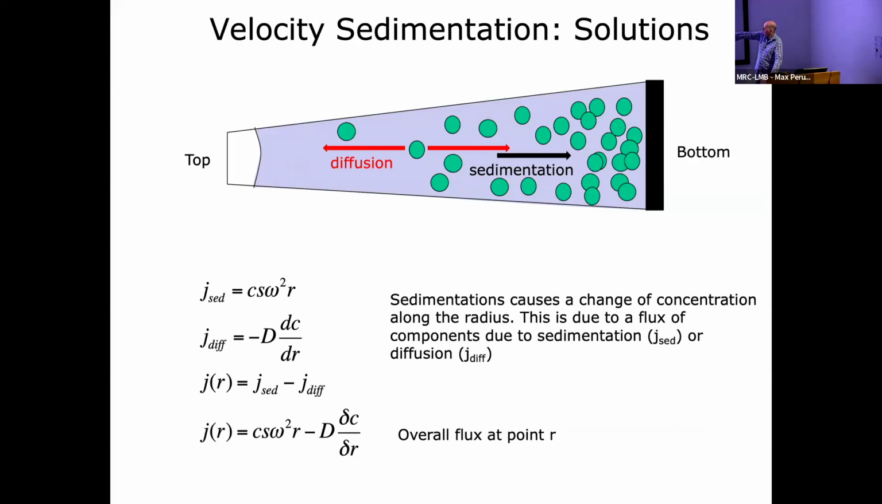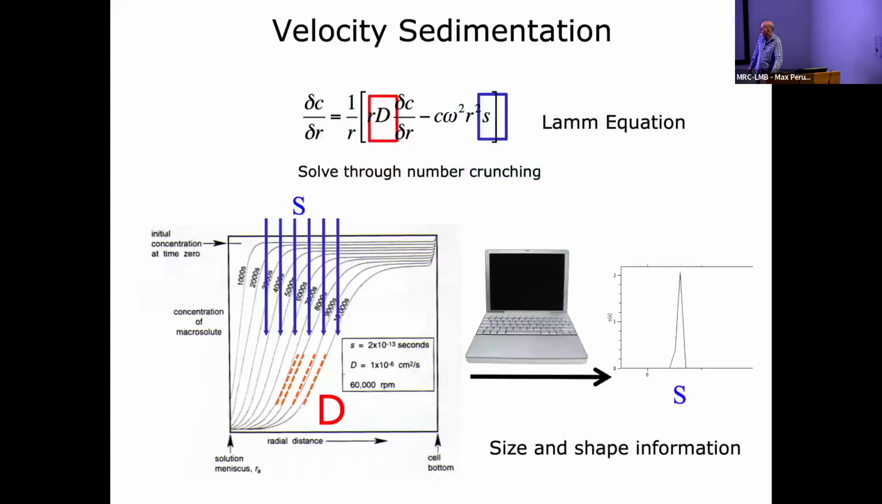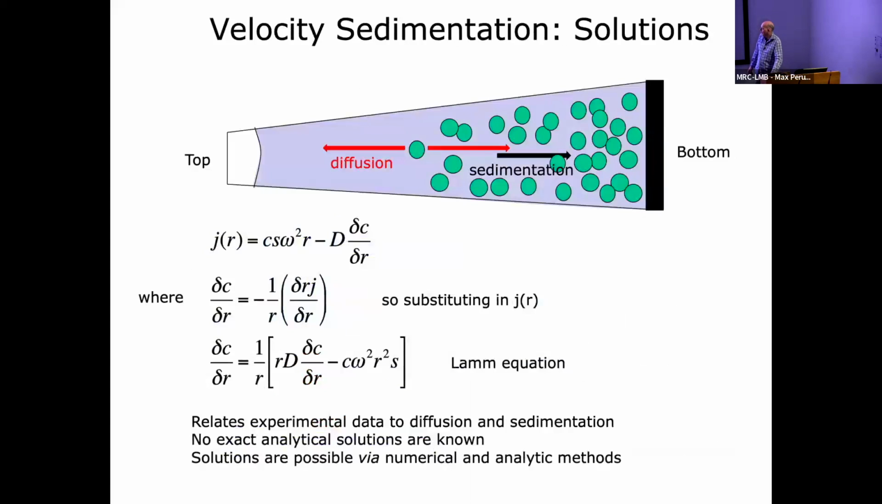Okay, and so there we're going to put in what the overall flux at the point is. Let's substitute this in. And we know that the change in concentration is related to how the flux changes at each point. We substitute that in, and then we get this equation here. And if you look at it, it's a bit of a crazy equation.